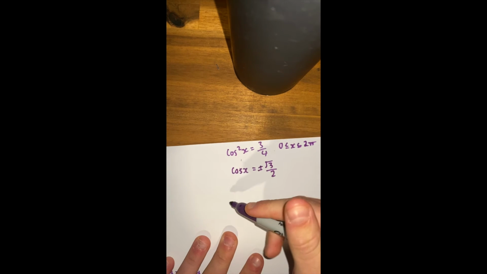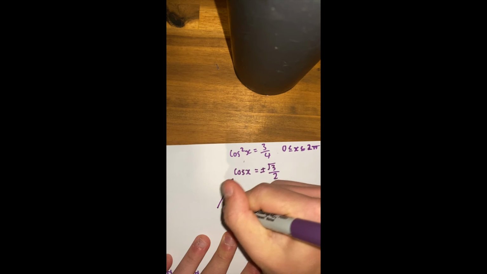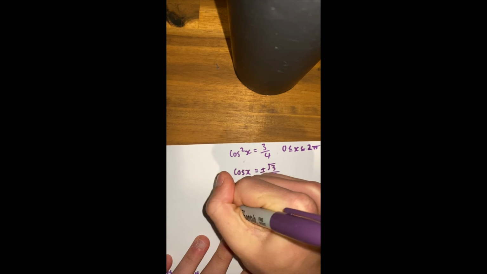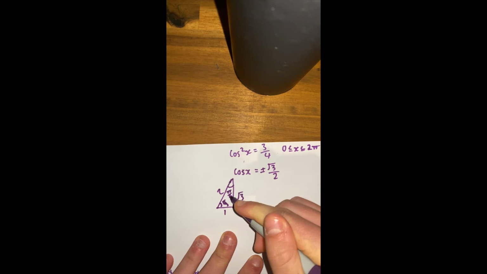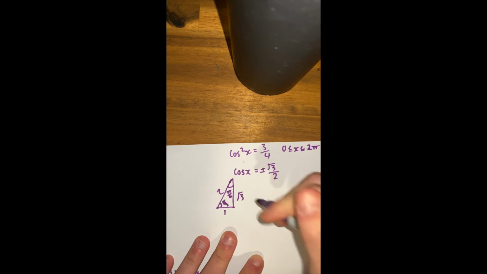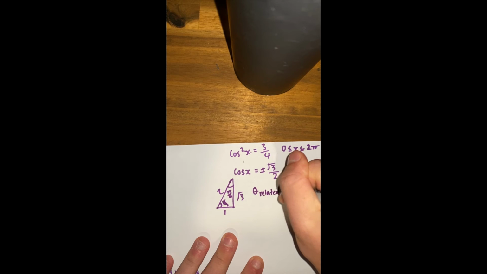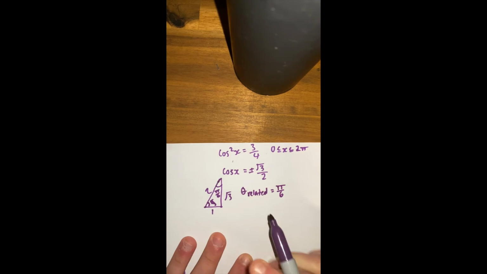So if we draw out our exact value triangle, we see that it's pi on 6, adjacent over the hypotenuse. So therefore, theta related equals pi on 6. That's the angle we're going to be moving from the x-axis.